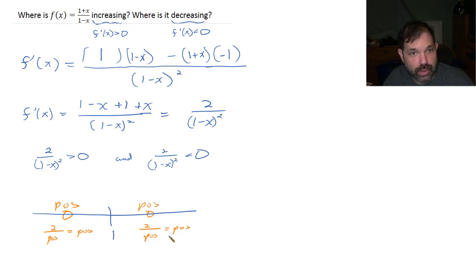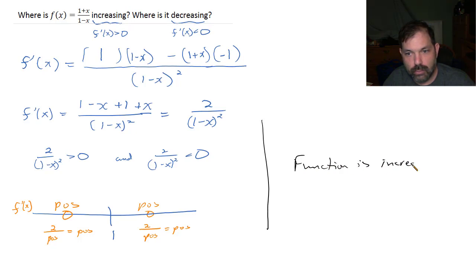And so what we see here is that, testing into the derivative, f prime of x, the derivative is positive over both intervals. So what I can say here is, the function is increasing on negative infinity to 1, and then again on 1 to infinity. The function never decreases.